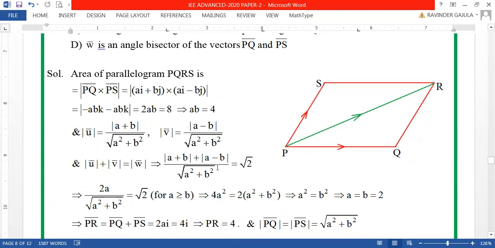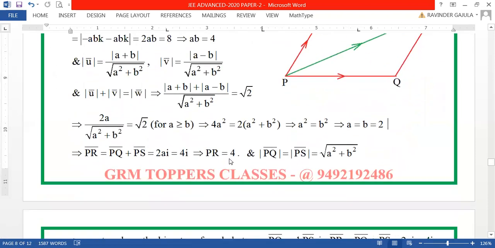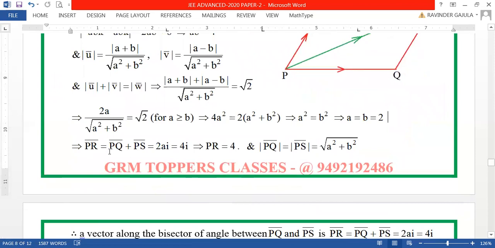Adding these two, considering A greater than B, anyway A plus B is positive and A minus B will also be positive. So 2A by root over A square plus B square is root 2 for A greater than or equal to B. Simplifying that, you will have A equal to B equal to 2. Even considering A greater than or equal to B, you got A equal to B, which means you will get PQ bar equal to PR bar.